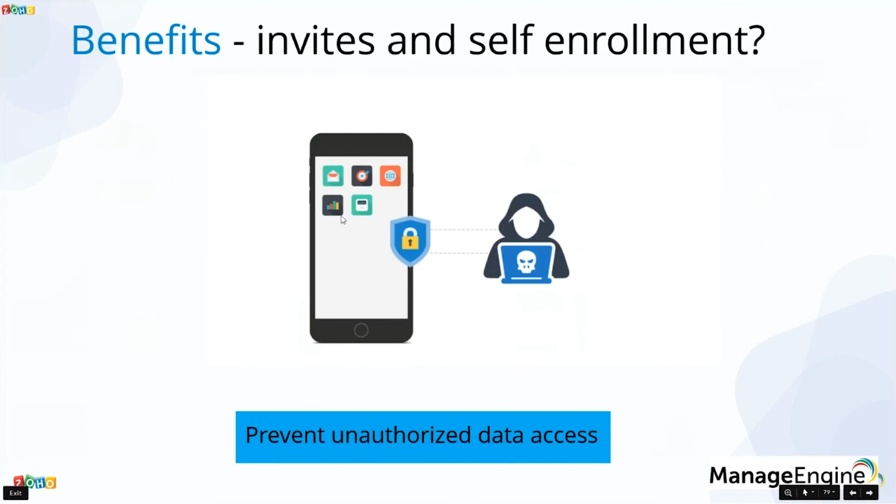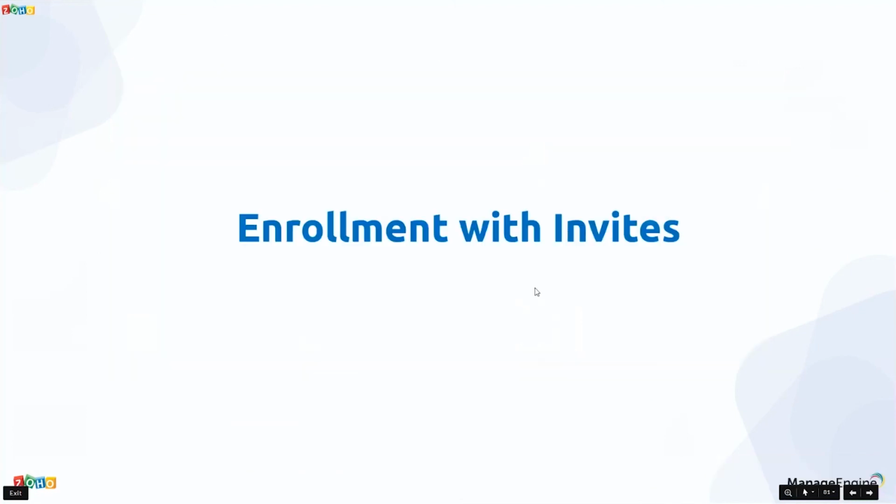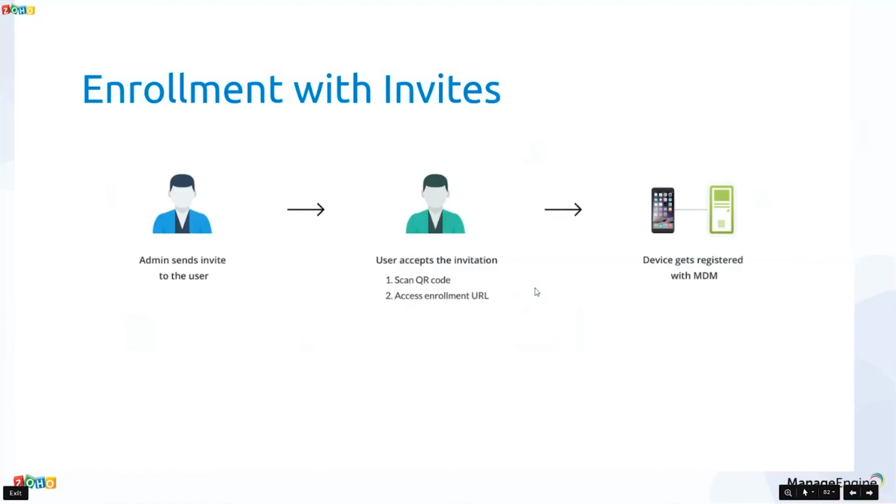And you can also create a separate passcode just to access the corporate applications alone. You can have separate passcode policies to protect the corporate applications and corporate documents. And you can also prevent file sharing from corporate apps to personal apps. So likewise, this invite method and self-enrollment will help you to secure the corporate applications and data on the same personal device itself. And let me show you the workflow of sending out the invites.